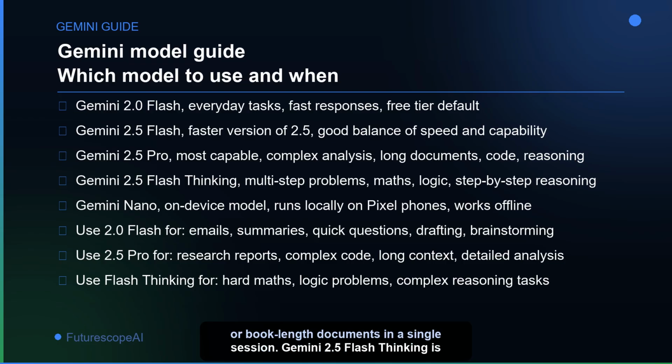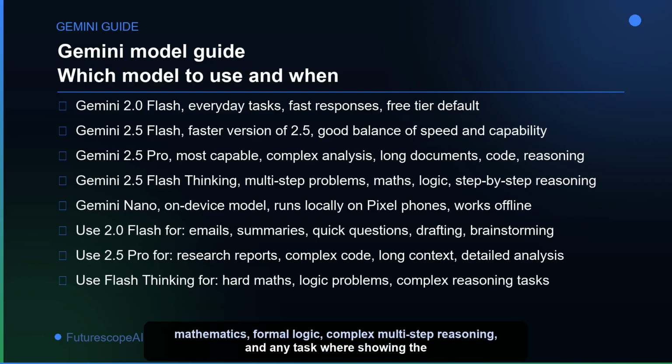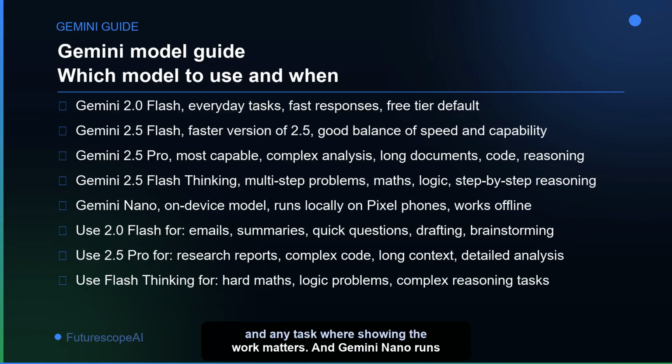Gemini 2.5 Flash Thinking is the reasoning model. It works through problems step by step before giving an answer. Use it for hard mathematics, formal logic, complex multi-step reasoning, and any task where showing the work matters. And Gemini Nano runs on-device on Pixel phones for offline use cases where privacy or connectivity is a concern.